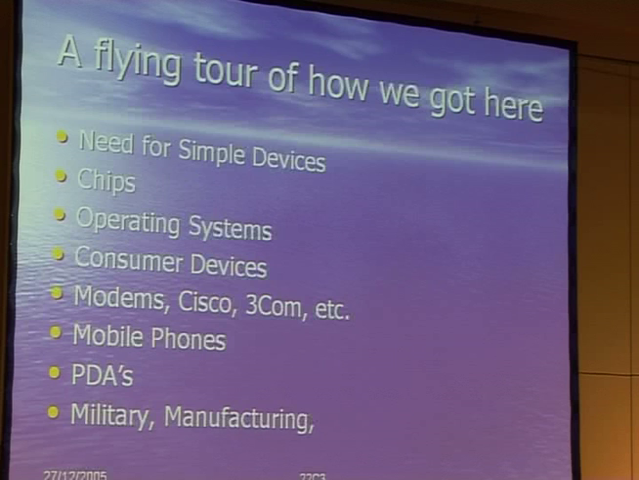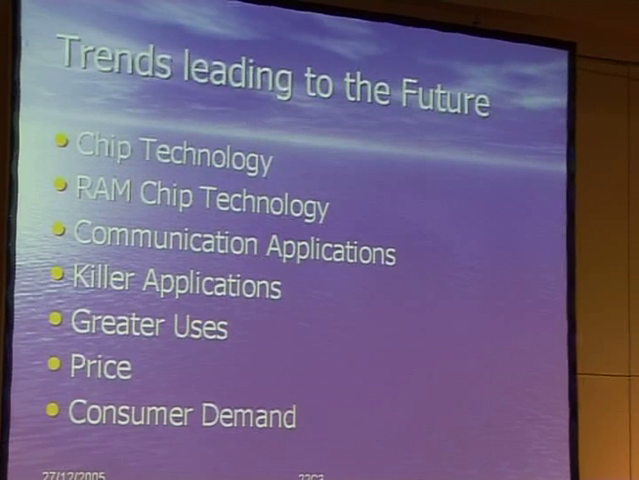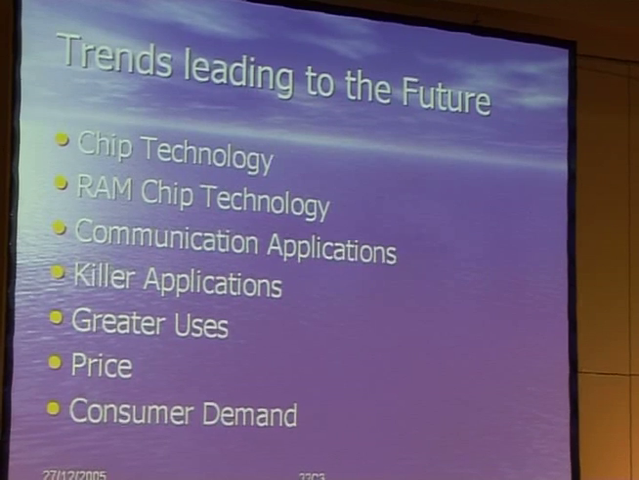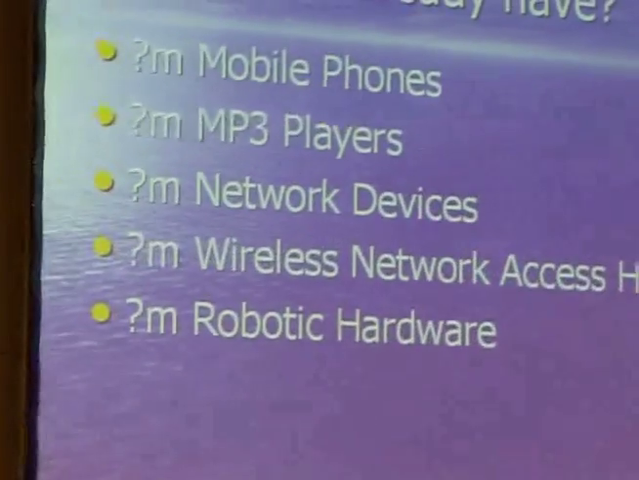Mobile phones, PDAs, militaries, manufacturing, the trends leading to the future, as I said: chip technology, RAM chip technology, communicating devices, killer applications. All phone companies are looking for killer applications, and they have been for a long time. The G3 companies are still looking today. I've got friends who work in venture capital companies, and they still haven't found killer applications. They are still looking, and they are envisaging these to be on embedded devices. Greater uses. The prices have come down considerably, and it just makes the whole thing far cheaper, and lastly, consumer demand. How much more of what we already have?